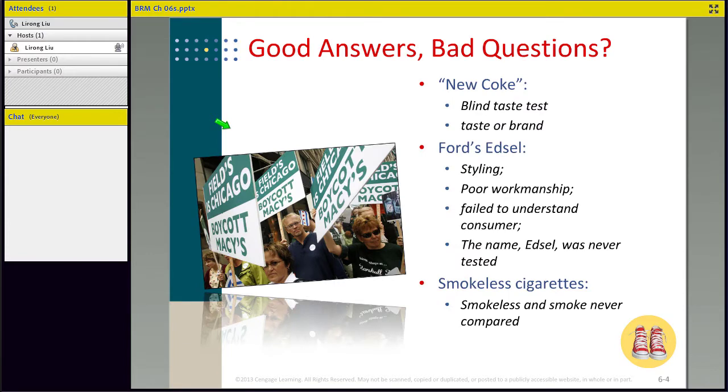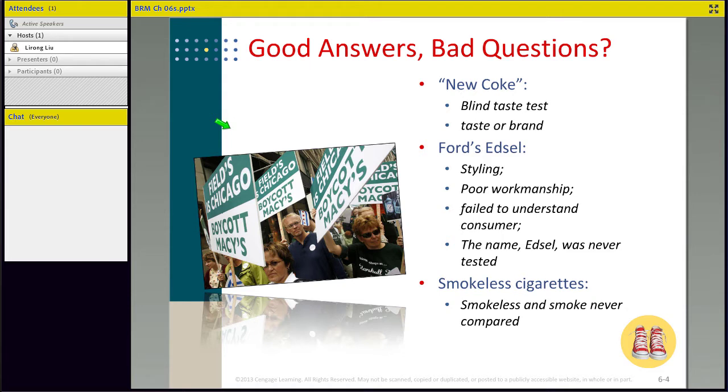So here I have a couple of examples to show you how management may be misled by what they've seen, and they may also mislead the research based on their own perceptions. Okay, and here I have 3 examples. As you can see, 2 of them are really big companies, Coca-Cola and Ford. Okay, so for the Coca-Cola case, it's actually a classical one, maybe I could put it that way.